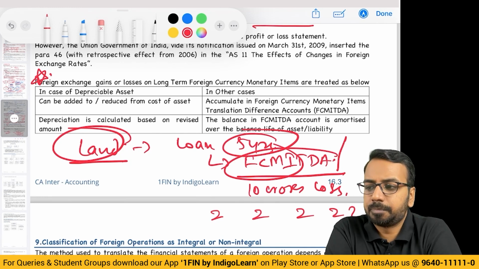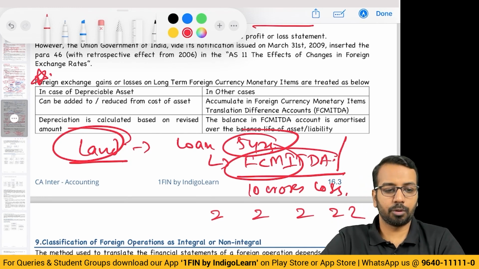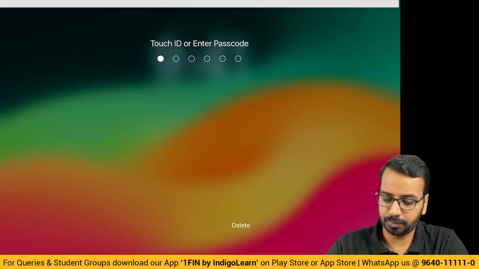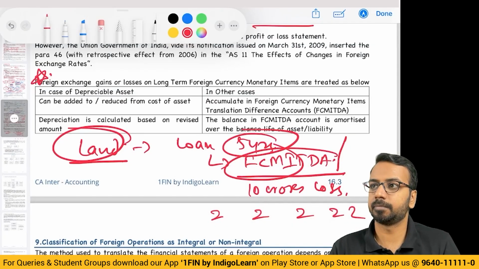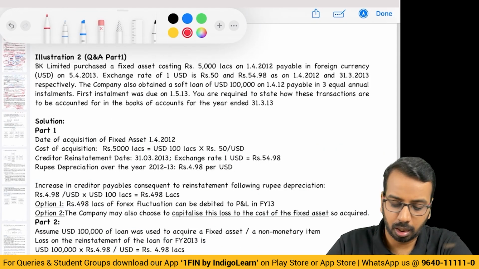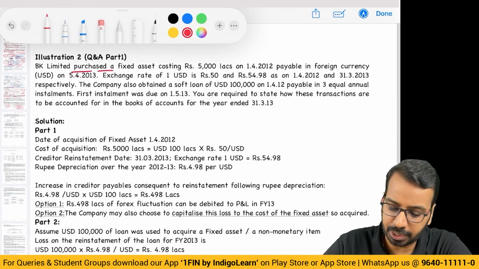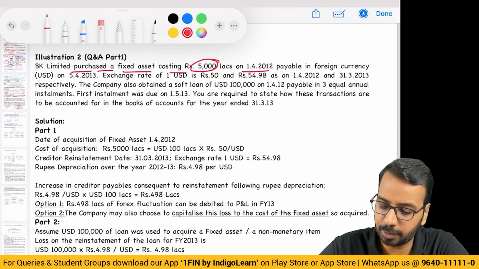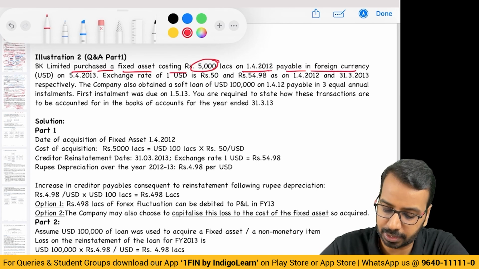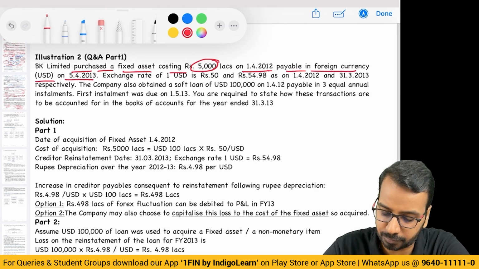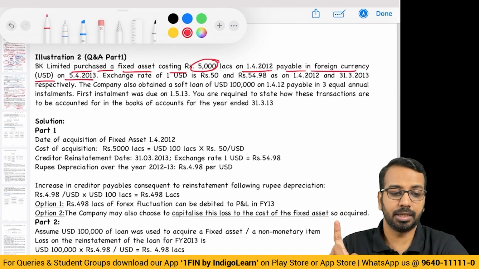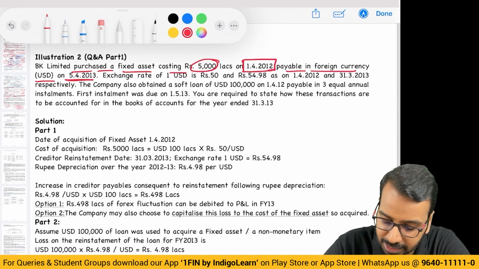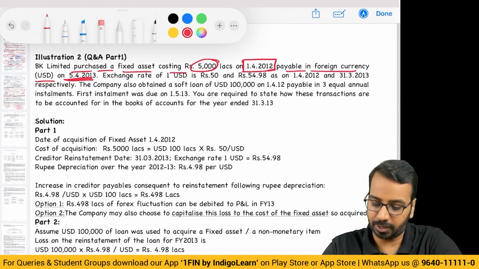Okay. Now, we'll take a few questions before we move ahead to the remaining part of the chapter. BK Limited purchased a fixed asset costing rupees 5,000 lakhs on 1st of April of 2012, payable in foreign currency USD on 5th of April. Sorry, be very careful with the dates. Okay. Now, what is the date? Here they have said 1st of April is when they purchased. Settlement is the 5th of April, means after 1 year.